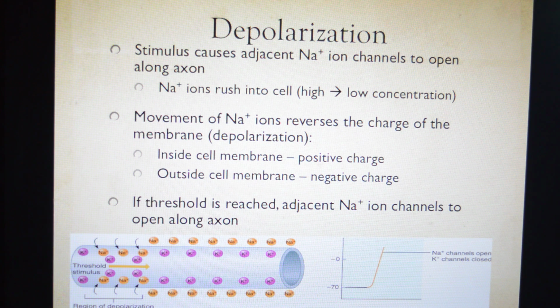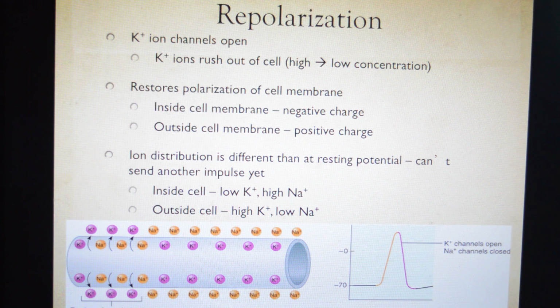Now we're going to be talking about the repolarization phase. In the repolarization phase, potassium ion channels open and potassium ions rush out of the cell from high concentration to low concentration. This is through diffusion, and it restores polarization of the cell membrane. Inside the cell membrane becomes a negative charge, and outside becomes a positive charge. Repolarization is coming from a higher value back to the negative 70 resting value.